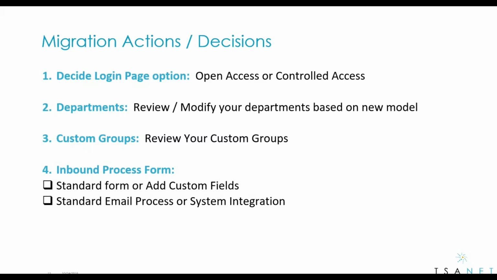Custom groups, we'll look at all your custom groups, make sure that all those are in place. And then your inbound process form, that's really the key, right? So does a standard form out of the box work good for you, or do you need to add some custom fields? And then how do you want to receive your inbound? Do you want the standard email process, or do you want some type of system integration? So those are really the inbound process decisions that you would have to make. But it's really kind of simple as that.